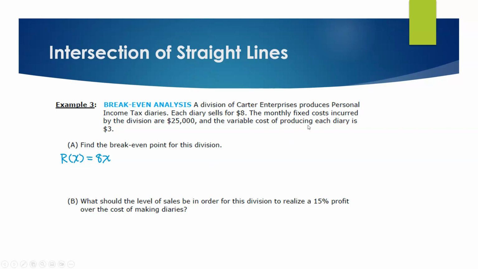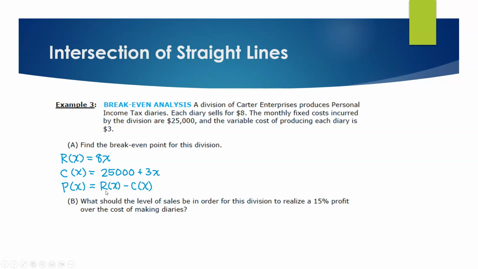For the cost, there's two costs here. You have a $25,000 amount that they have to pay outright, and then it's going to cost them $3 to produce each diary. So the cost is going to be 25,000 plus 3 times X, where again, X is the number of diaries made and sold. Of course, the profit is going to be the revenue minus the costs. So P of X is going to be R of X minus C of X.